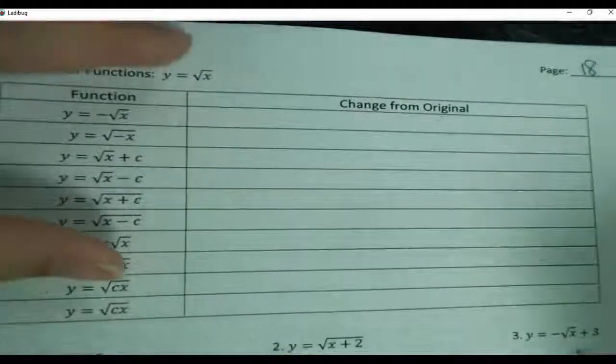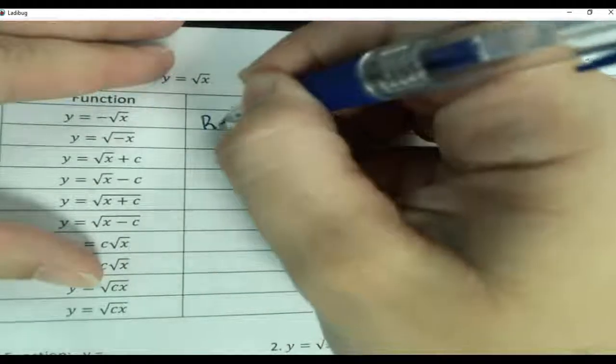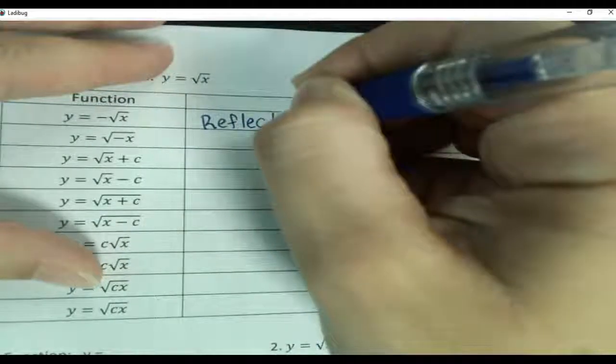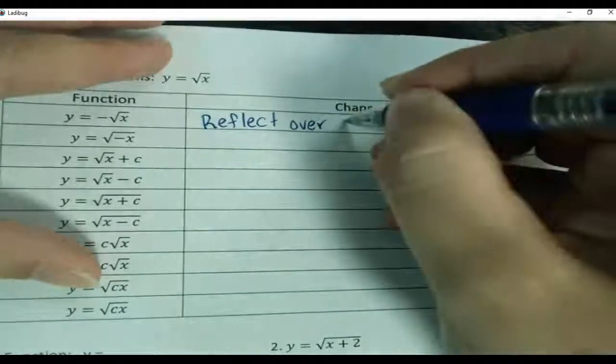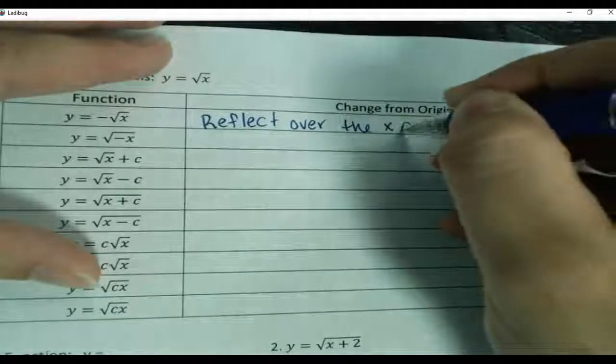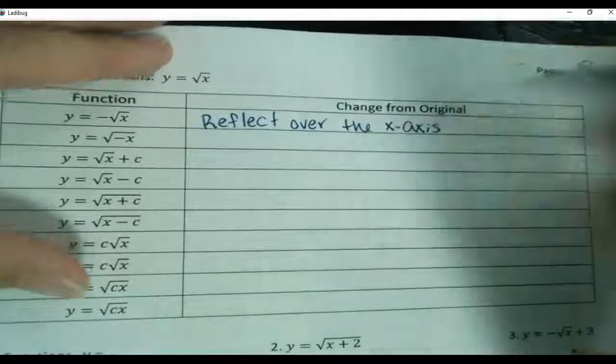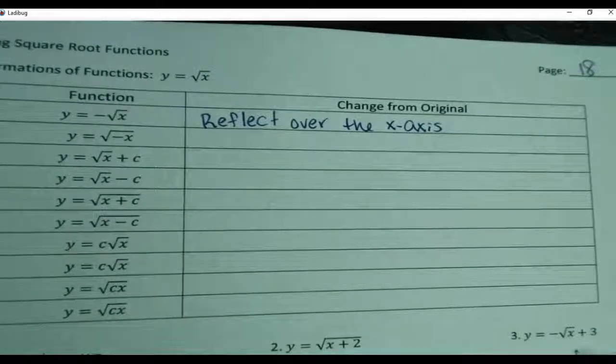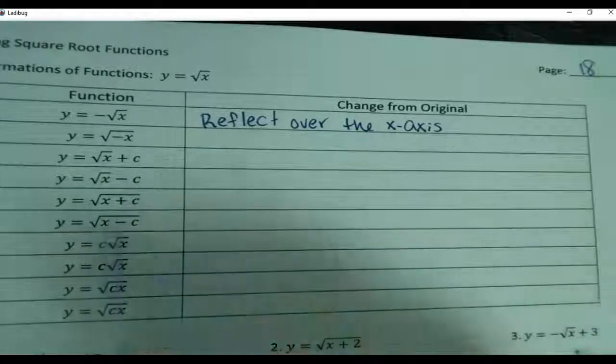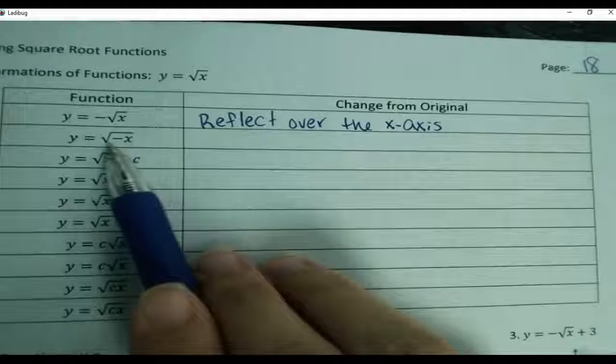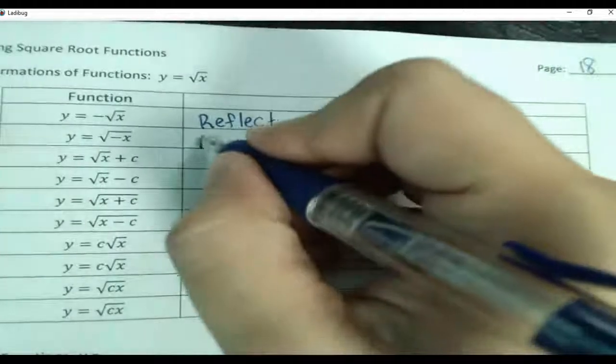So if you have a negative out front, what happens is you reflect over the x-axis. So if you have a negative inside, you reflect over the y-axis.